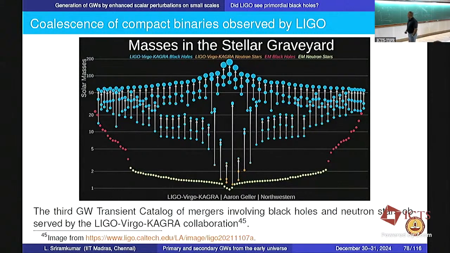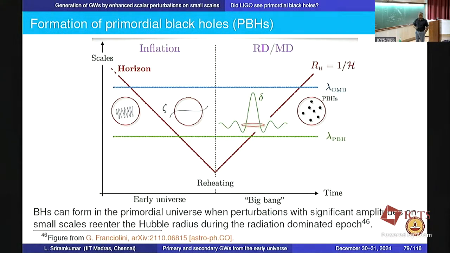I've been talking about how modes re-enter the Hubble radius, right? Now, what I will discuss is that if you want to form these black holes, the power on the scales when the modes re-enter the Hubble radius should be significantly higher. And that is what I have indicated. This is again a slightly different picture, but we have seen this picture.